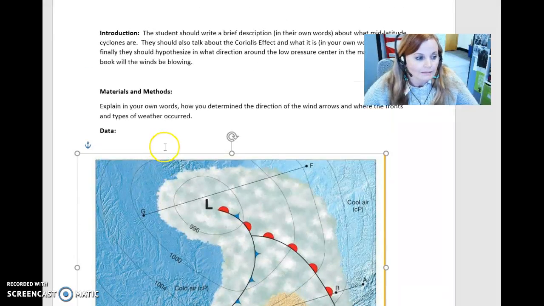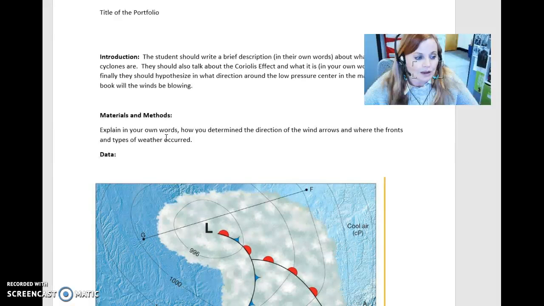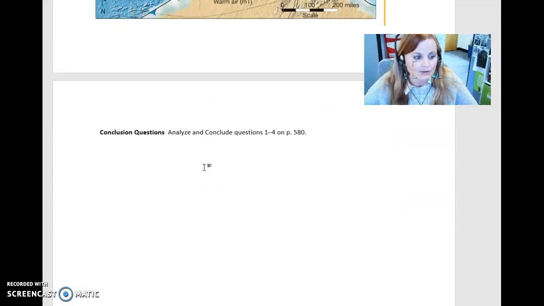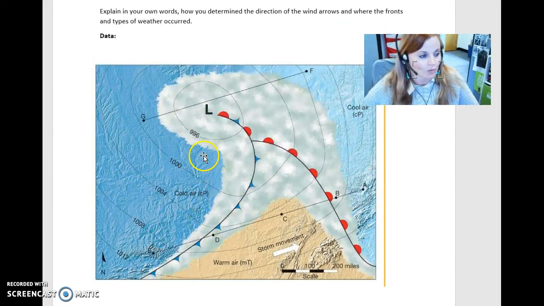because that's where this is supposed to be, okay? After that, for the materials and methods section, you're going to explain in your own words how you determined wind direction for the arrows here, and how you figured out where the fronts were and what type of weather occurred. So what did you do to allow you to figure that out? We'll talk about what goes on the map momentarily, and then finally you're going to answer conclusion questions on page 580, questions 1 through 4. Okay, and we'll talk about those in a moment as well.